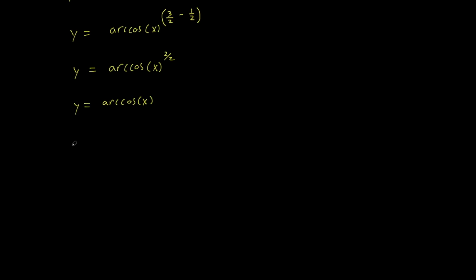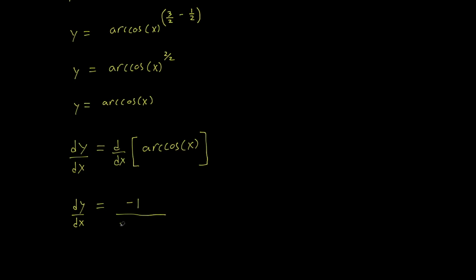And then we have solved in a previous video that the derivative of y with respect to x, let's just go ahead and write it out, dy/dx equals the derivative with respect to x of arc cosine of x. And we already did a derivation video for the derivative of arc cosine of x with respect to x. It is -1 over square root of 1 minus x squared, and we are done.